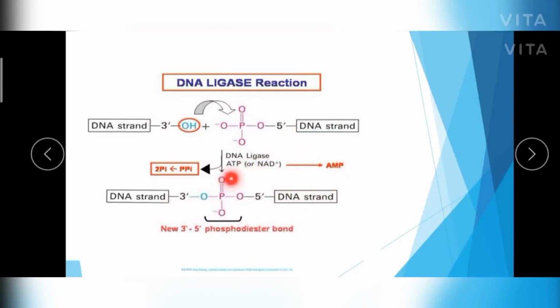For this ligation you require ATP and NAD plus as the cofactors, and it's an energy consuming reaction. And by means of ligation you can join different types of DNA belonging to different origins.